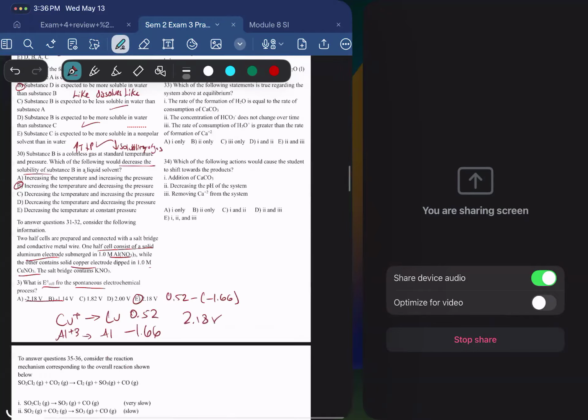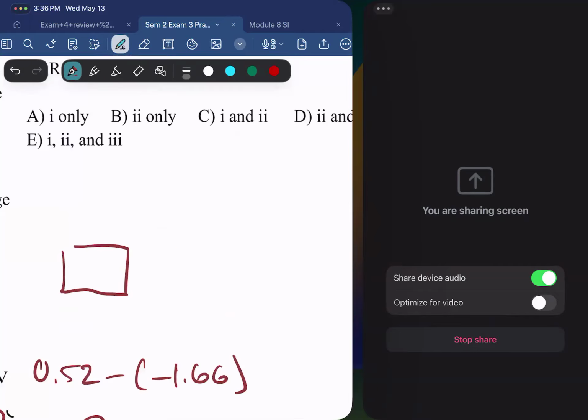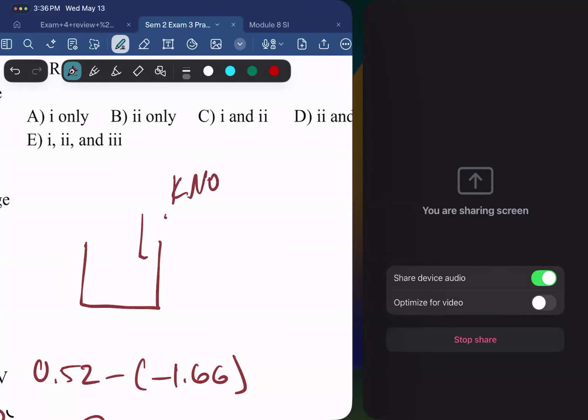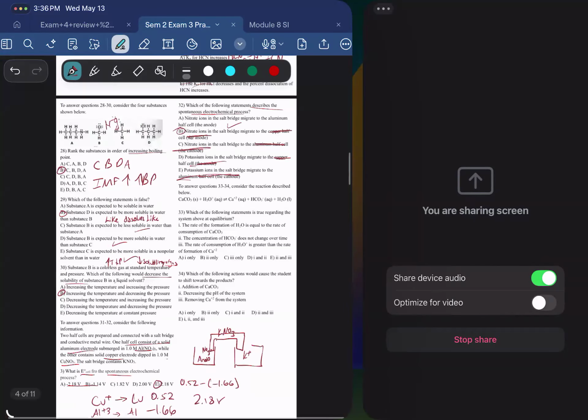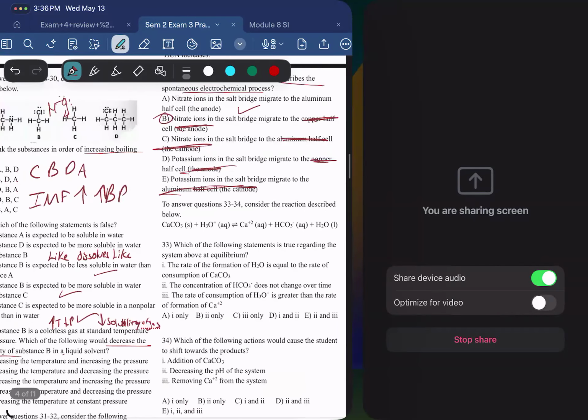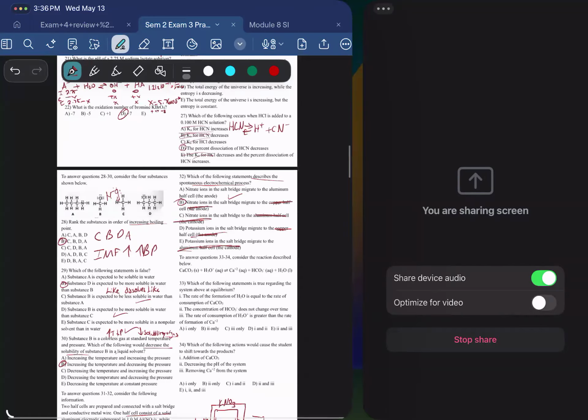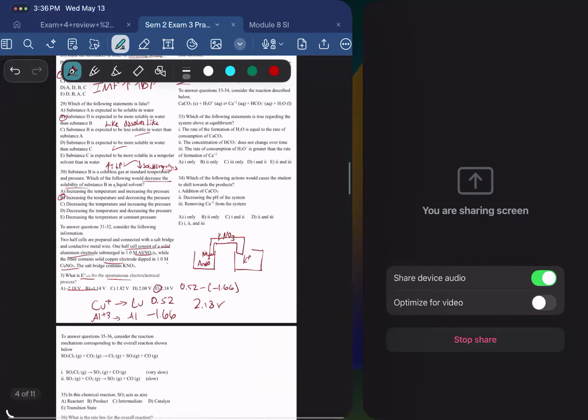Also, this is something that was not really said much, but the negative anions of a salt bridge always go to the anode. So let's say we have KNO3. The negative anions go to the anode, so NO3 goes here, and the cathode gets the positive cations, so that's going to be K plus. That's just because of the way the charges work. Any questions regarding anything I just talked about for 31 to 32?